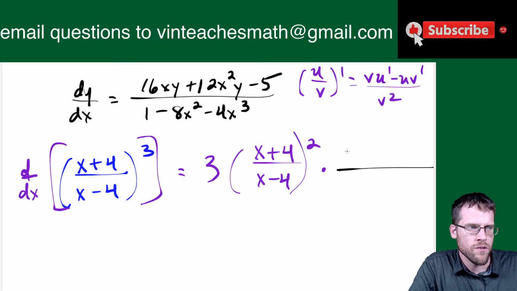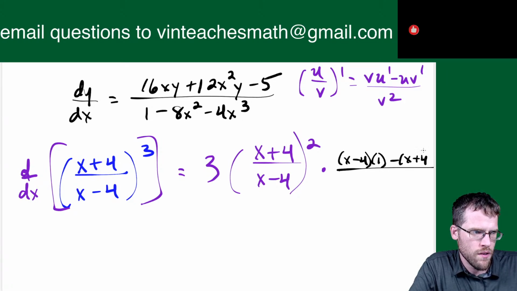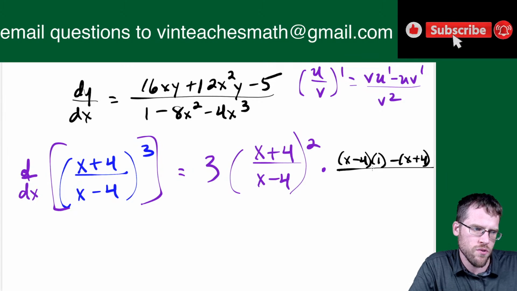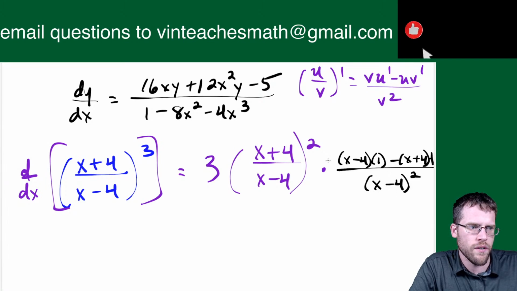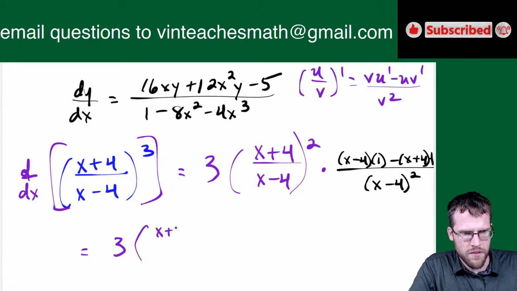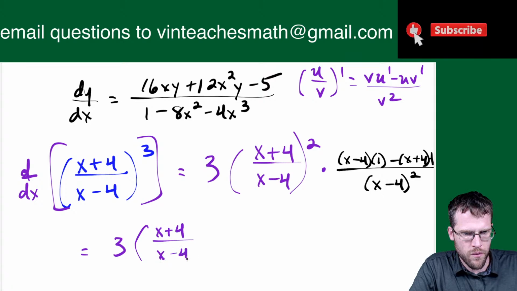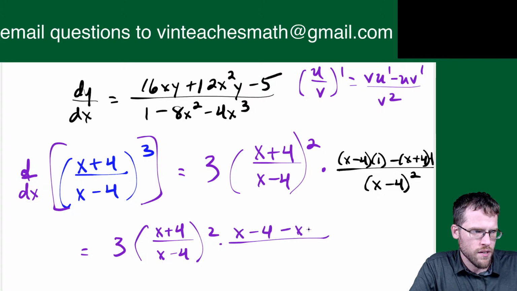the quotient rule. So we've got the bottom function times the derivative of the top, minus the top function times the derivative of the bottom, which is also 1. So I could just write, yeah, like a times 1 here, and then this is over (x minus 4) squared. So then this is going to be equal to 3 times (x plus 4) over (x minus 4) squared. And then if we simplify this, let's see, that's going to be x minus 4 minus (x plus 4).